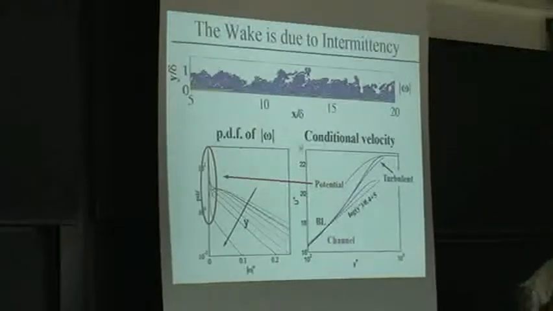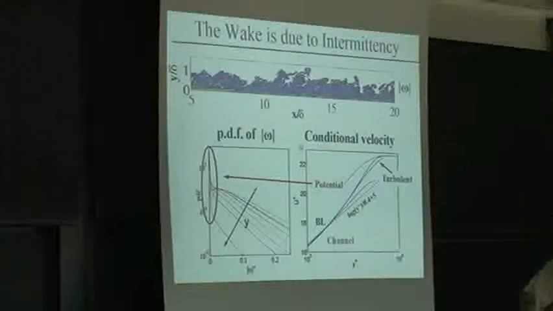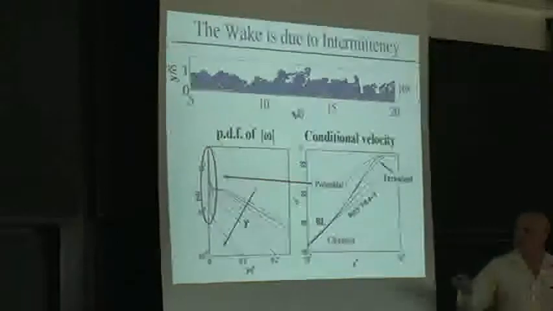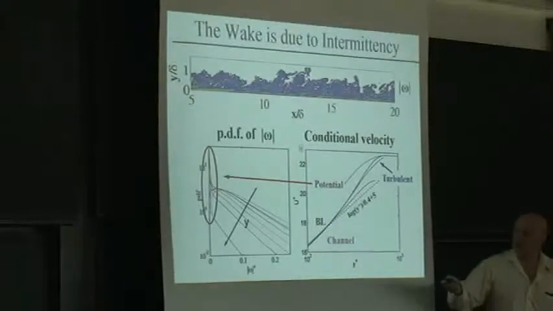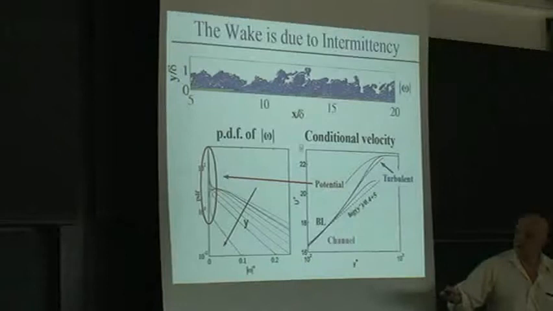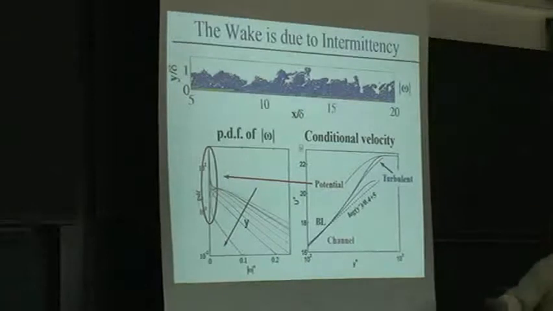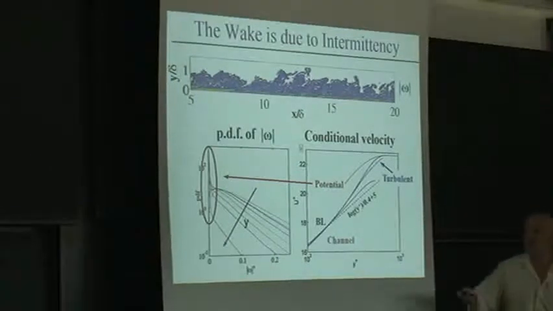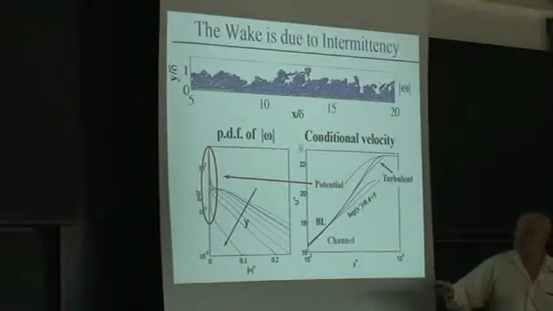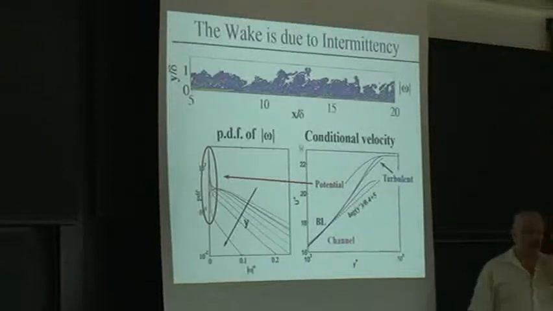So these are the PDF, or the core of the PDF, of the vorticity magnitude as you move away from the wall. And you see that what happens as you move away from the wall is there is this delta function appearing at zero, and that is zero vorticity, irrotational.